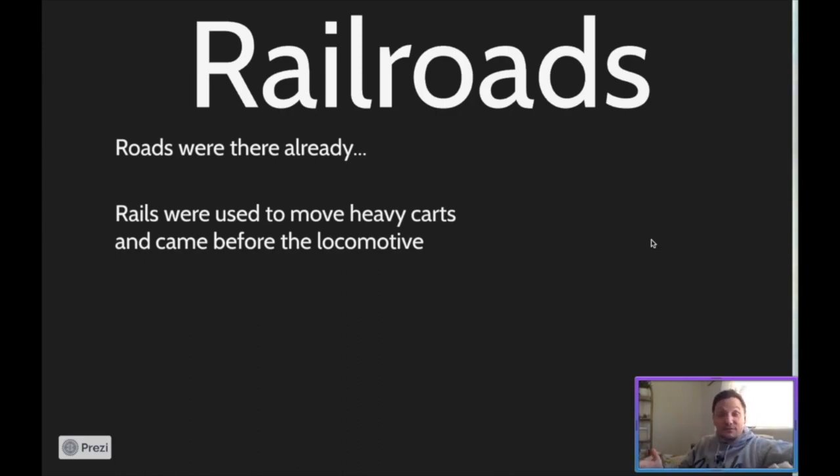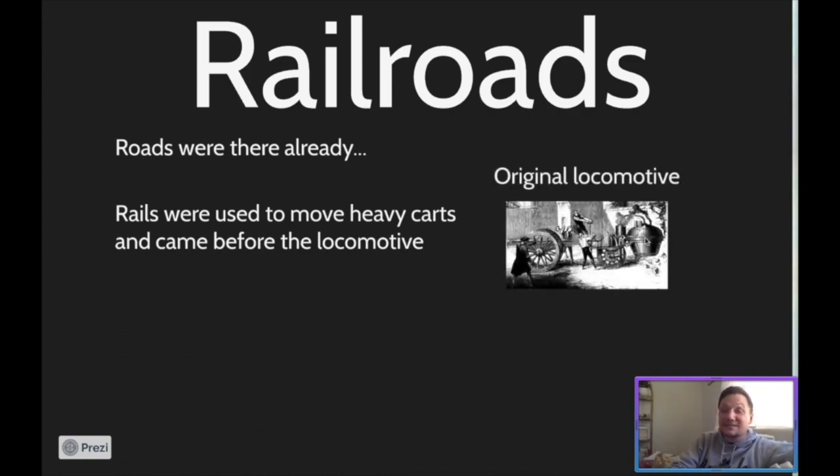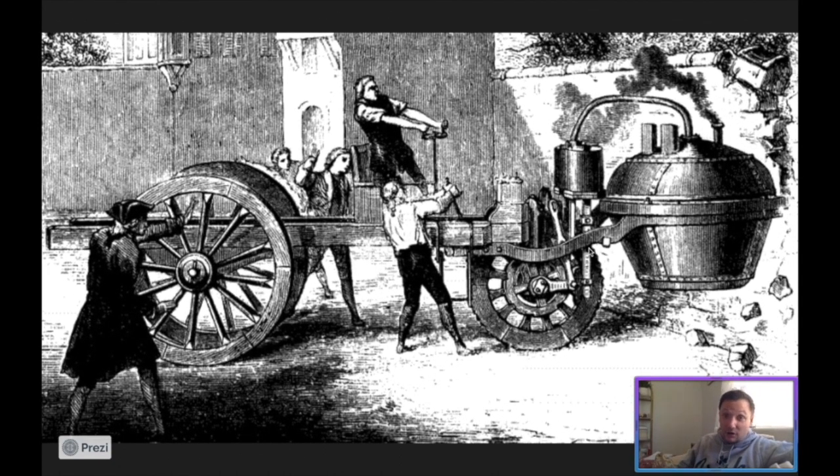And the earliest forms of railroads, they had horses pulling carts, right? Horses pulling carts down these railroads before the locomotive ever even existed. Now, the original locomotive was actually an idea to not even exist on like rails. This is the very first steam-powered locomotive.